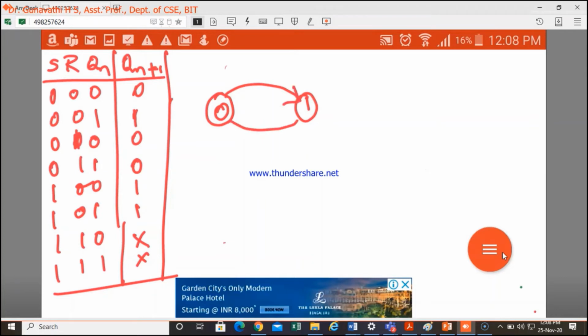I'll be writing all the cases, so I just need the space. So I'm writing a little smaller. Then you can start writing. I'll be writing the excitation table.